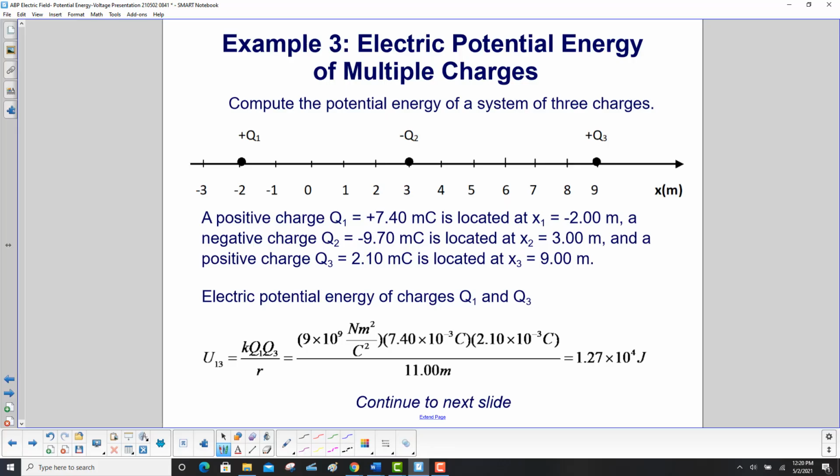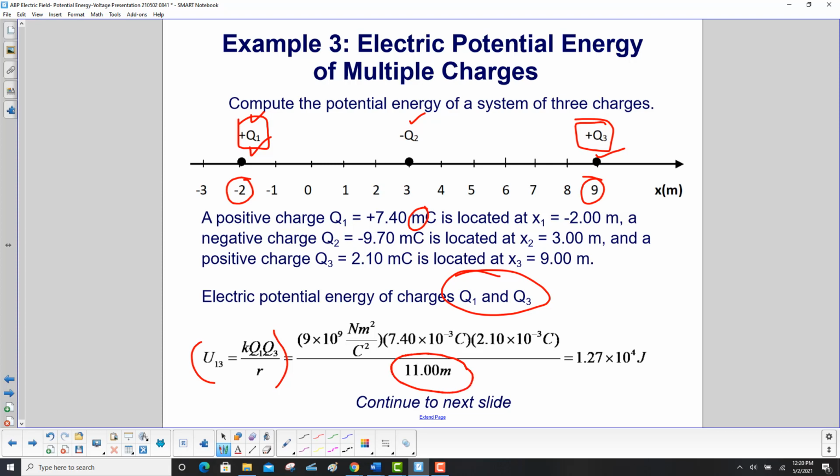We've calculated the potential energy between Q1 and Q2. Now we're taking another pair, which is Q1 and Q3. So we have the same equation. We have the charges, and again, just reminding you, convert millicoulombs to coulombs, where 1 millicoulomb is 10 to the minus 3 coulombs. We now need to find the distance between Q3 and Q1. Well, Q3 is at 9, Q1 is at negative 2, so 9 minus a minus 2 is 11. Or you can just count the boxes. But in either case, there you have it. There's your distance. And we have a positive 1.27 times 10 to the 4th joules.